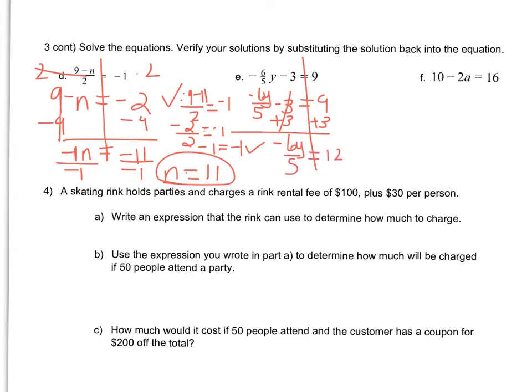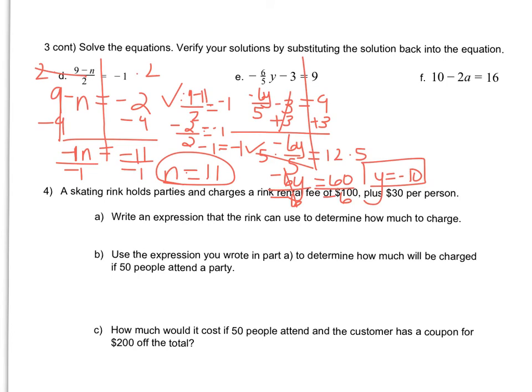So now to get y by itself, I have to move 5 because that's further away. So how do I move 5? I multiply by 5. So I have negative 6y equals 12 times 5, which is 60. And then I'm going to divide by negative 6 because it's 6 times y. So y equals negative 10.